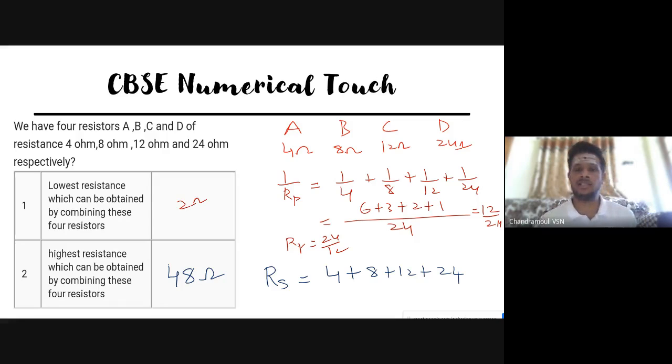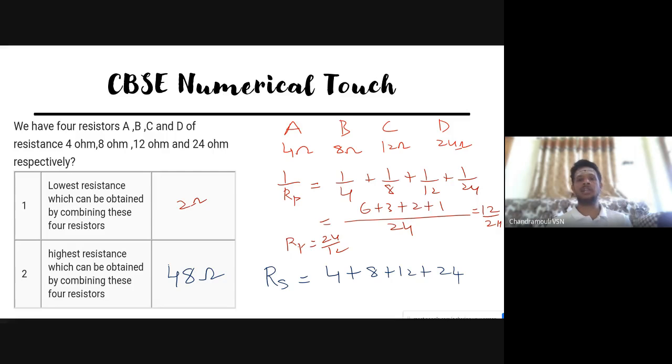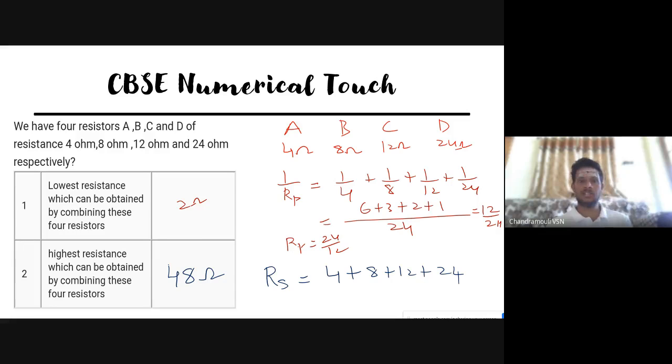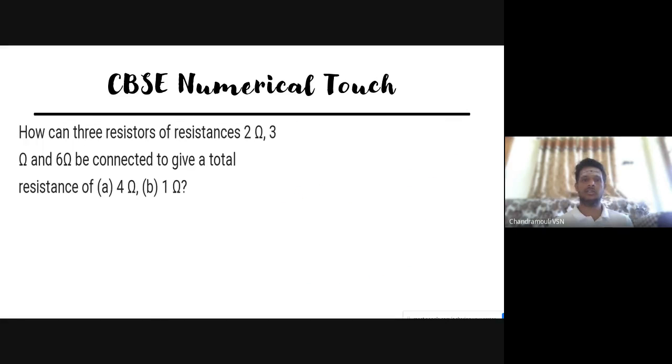Okay, quickly, anybody say? I expect it from Lakshtar, Amulya. How do you get the lowest resistance, sir? The lowest resistance is in parallel. So the lowest resistance means we should connect them all in parallel. And how do you get the highest resistance? Join them in series. Is this clear? Yes, sir. Good.